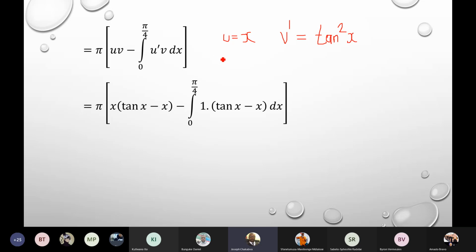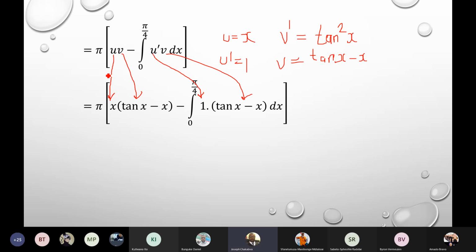So if you have u and v prime, you need to calculate u prime. U prime is 1. And then v, you integrate from v prime to v, you are integrating tan squared to be tan x minus x. If you integrate tan squared, you get tan x minus x. So you can see this is my v, this is my u prime here. This is my v, and this is my u.